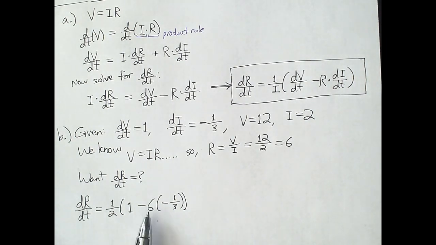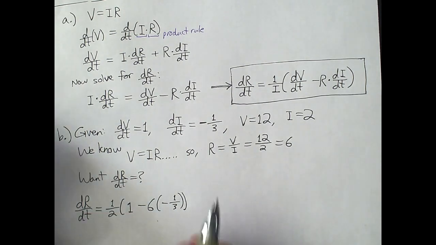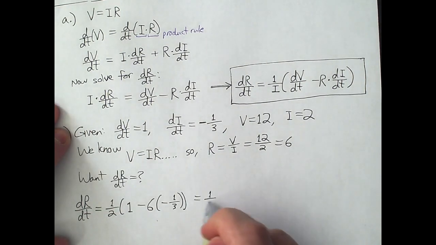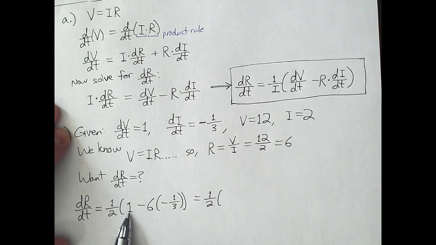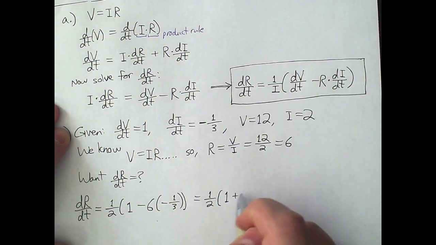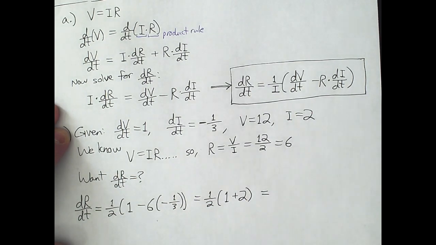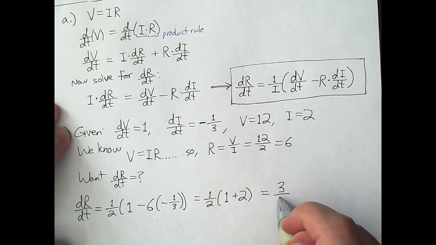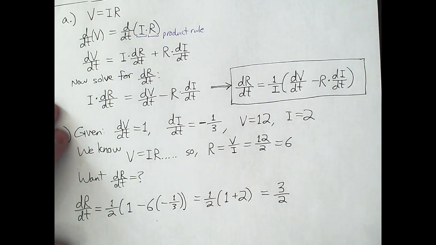See where the 6 came from? Came from that. All right, so this equals 1/2 times, what's going on here? 1 minus 6 times minus 1/3. 6 times a third is easy. We could do a third of 6. And then it's a negative and a negative, so it becomes a positive. So 1 plus 2. 1/2 of 1 plus 2, I'm going to say my answer is 3/2, or 1.5.